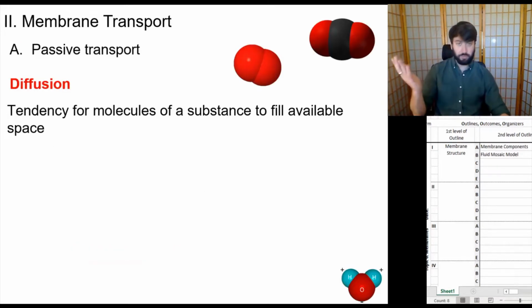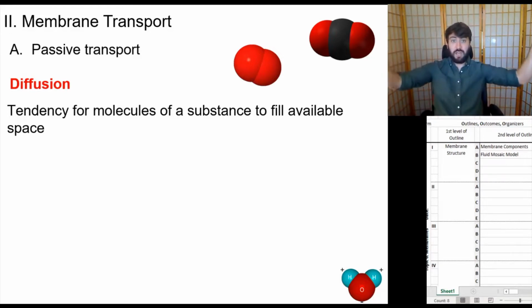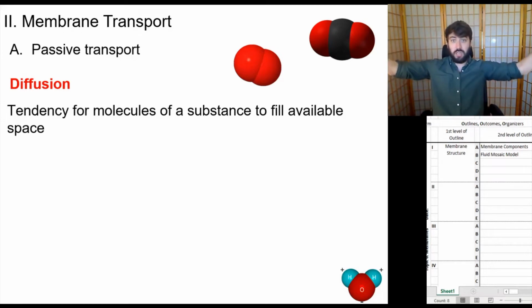So let's go through one by one, starting with diffusion. Diffusion is the tendency for molecules of a substance to fill the available space. For example, if you have a bottle with ammonia gas and you open it up, the gas is going to leave the bottle and fill the empty room. It's going to go from a high concentration in that little bottle to a very low concentration in the room.